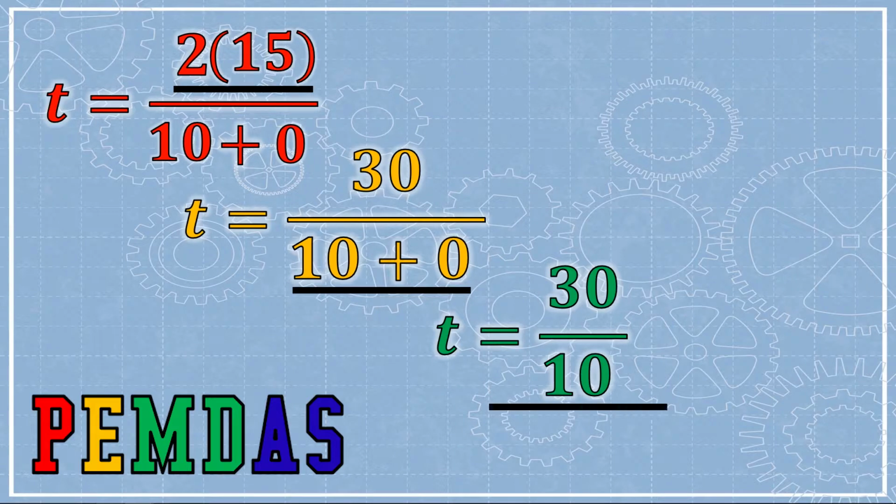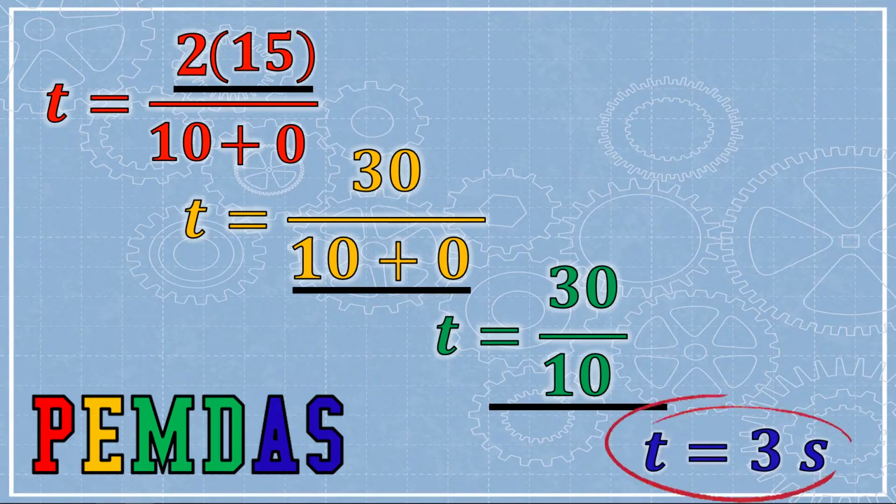Final operation is just division, so I took care of my parentheses. There's no exponents. I'm going on to multiplication and division from left to right. 30 divided by 10 is just 3. Mathematically, my answer is 3 seconds. But from a physics point of view, I know that if I start at a velocity of 10 meters per second and I come to a stop over 15 meters, it'll take me 3 seconds to come to a stop.